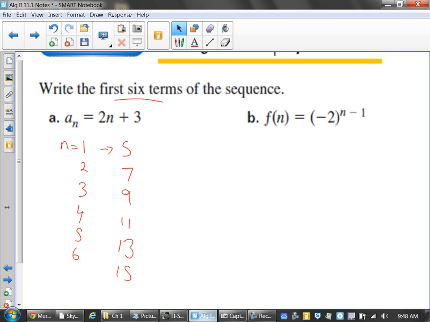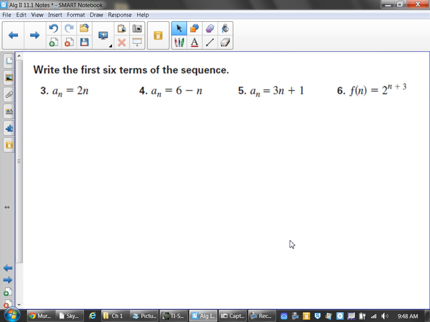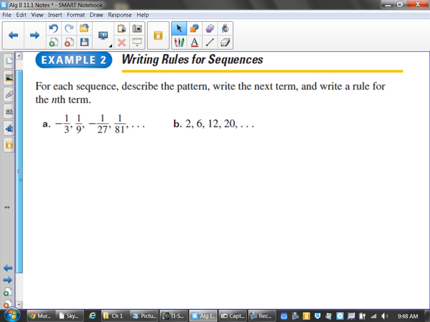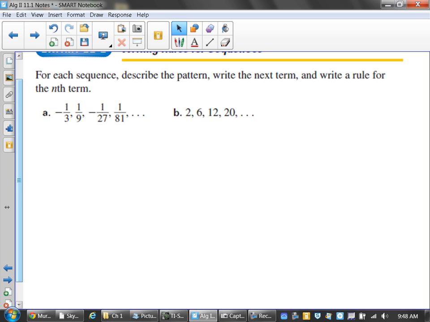All right. We'll come back to that in a second because there's another trick we're going to work on. Now what I want to do is start writing what's called a rule for the nth term. A minute ago, you were working with the rule, the generic equation. A sub n was 2n plus 3. That was the rule. Your first term was 2 times 1 plus 3, which gave you 5. Now we're going to figure out how to write these sequences in terms of some generic equation, some default equation, if you will.